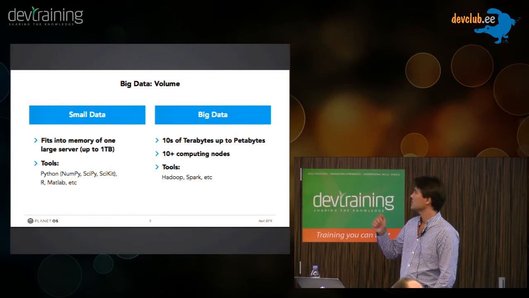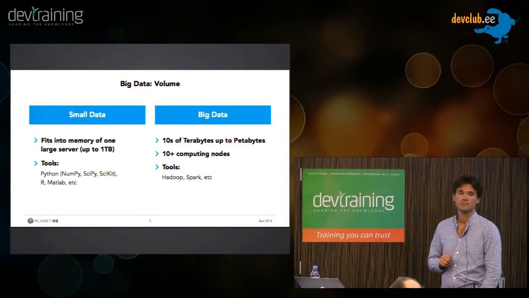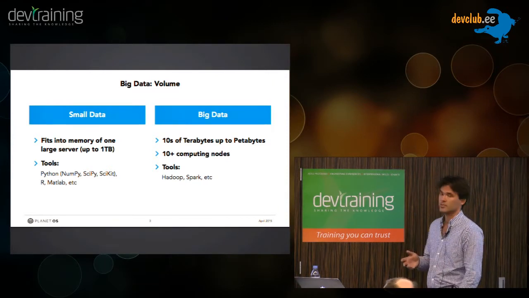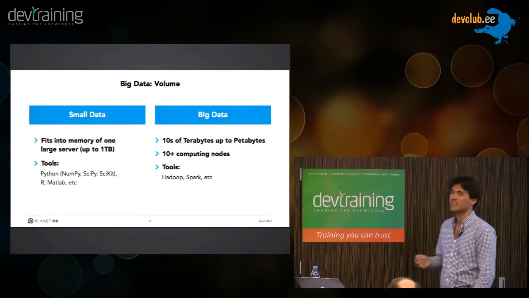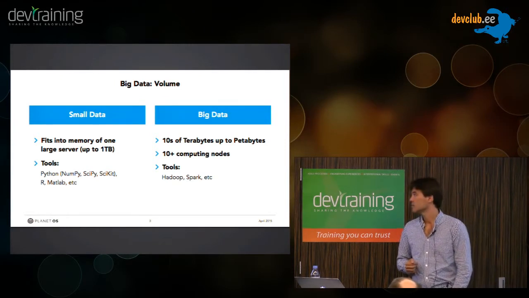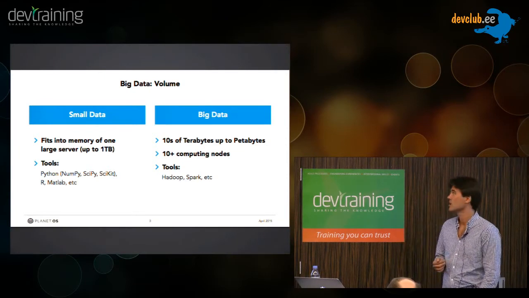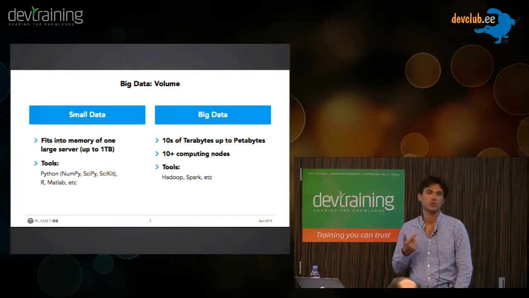Then in case you actually have tens or hundreds of terabytes of data, up to petabytes, and apparently there are organizations which have tens of petabytes, and you need to do processing on 10 or more computing nodes, then you should consider big data tools and approaches. Hadoop was the first generation of such tools. It was built modeling the ideas of Google: Google File System, Google MapReduce, and Google BigTable.